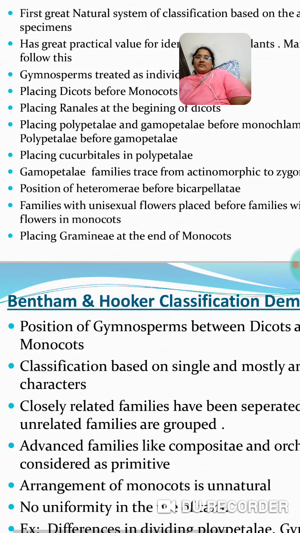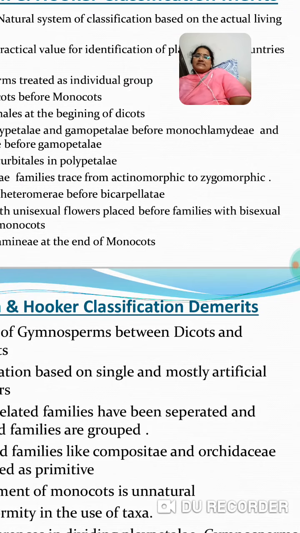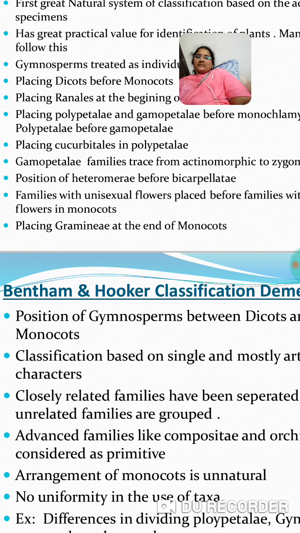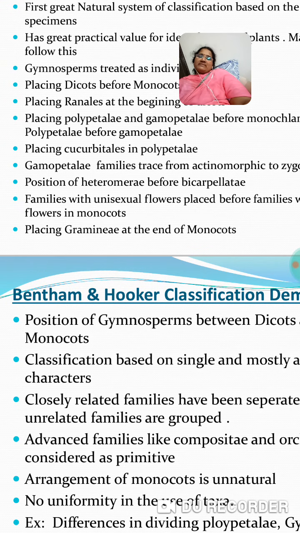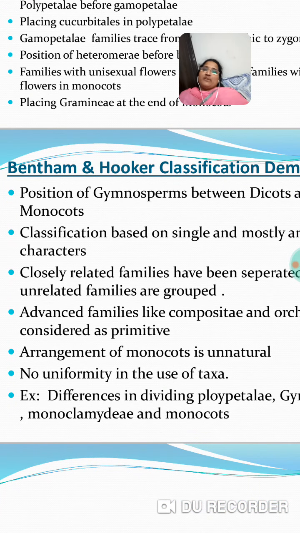And all the families with unisexual flowers are placed before the families with bisexual flowers. So here you see, bisexual flowers are considered as advanced and unisexual flowers are considered as the primitive type. And then the last one is the Gramineae family. That Gramineae is placed at the end of the monocots, and that's also considered as one of the merits of Bentham and Hooker system of classification. These are all the merits of the Bentham and Hooker system of classification.